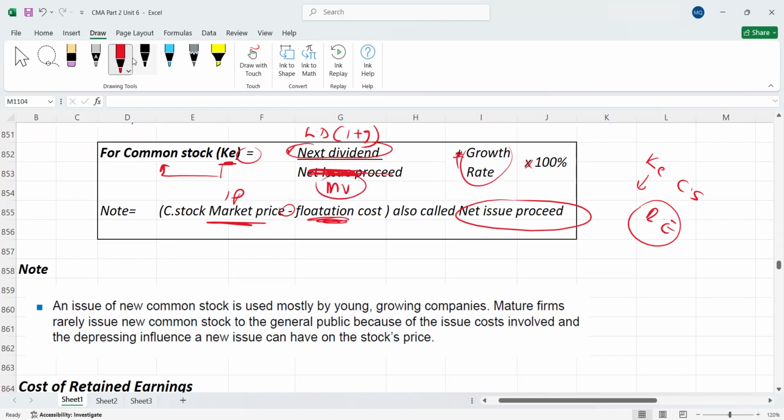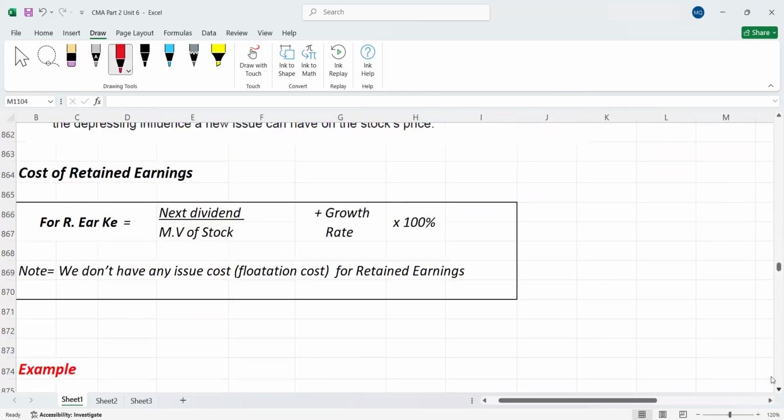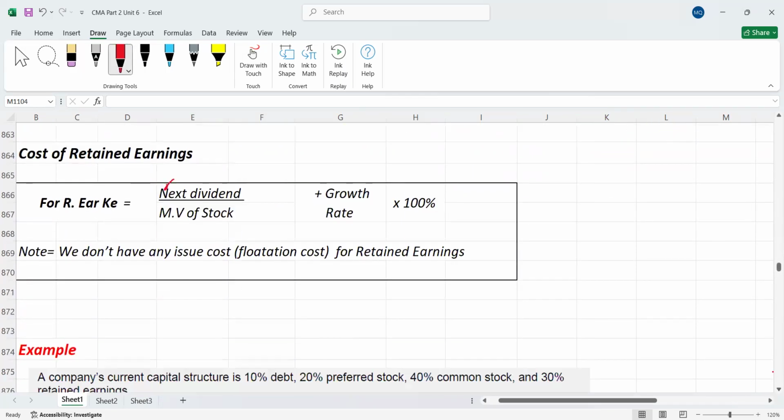Why am I taking market value only? Why am I not taking net issue proceed? Because net issue proceed equals market price minus flotation cost. Flotation cost we are ignoring in retained earning, because in retained earning we don't have any issuance cost, right? That's why simply market value will be the divisor. So this is written here for the retained earning: next dividend, which is equal to last dividend times 1 plus G, divided by market value of stock. Don't take net issue proceed. Plus growth rate times 100. Okay, so this is a slight difference here.